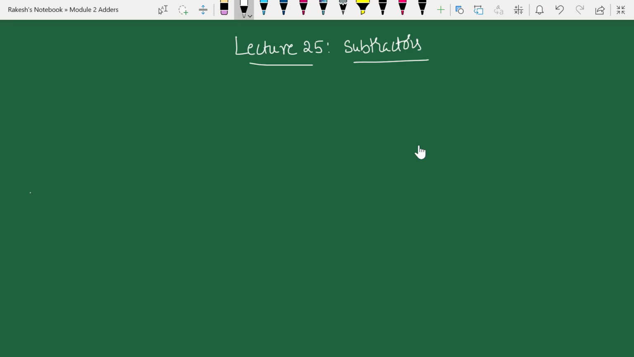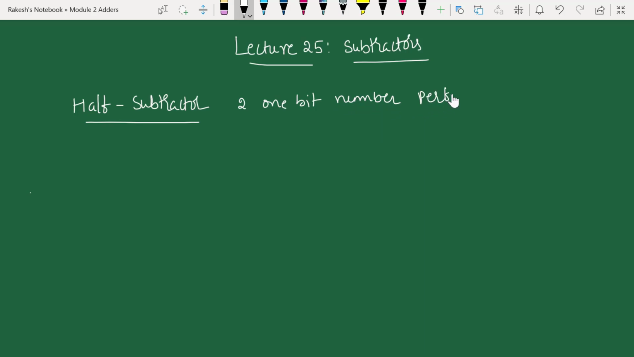First we will start with the half subtractor. Like your half adder, it also subtracts only one bit numbers. Let's take half subtractor. So it is going to take two 1-bit numbers and perform the subtraction operation. Please remember here, whenever you hear half, it means it is going to take only 1-bit numbers, whether it may be addition or subtraction.